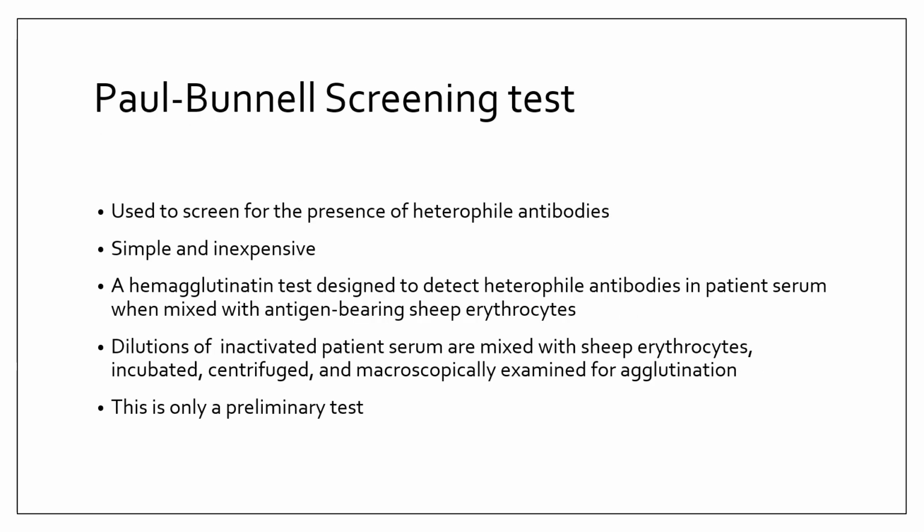So the Paul-Bunnell screening test tells us if we have heterophile antibodies, but it doesn't tell us which type. This is usually a screening test for the presence of heterophile antibodies. One nice thing about the Paul-Bunnell test is that it's simple and inexpensive. This is a hemagglutination test designed to detect heterophile antibodies in patient serum when mixed with antigen-bearing sheep erythrocytes. We can take dilutions of inactivated serum and mix them with sheep erythrocytes, incubate it, centrifuge it, and then macroscopically look for agglutination. A high amount of anti-sheep agglutinins in patient serum indicates a disease associated with heterophile antibodies. This is just a preliminary test.